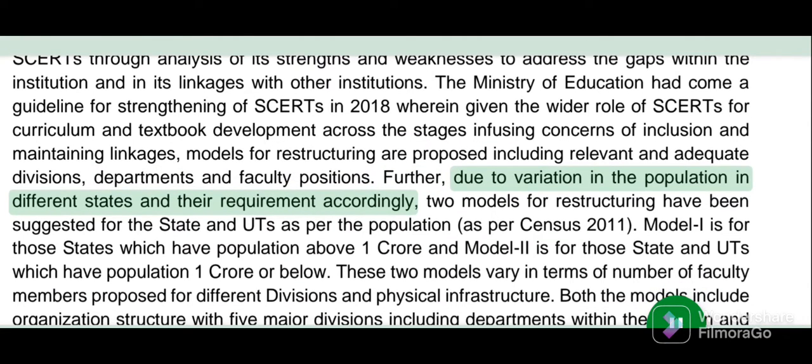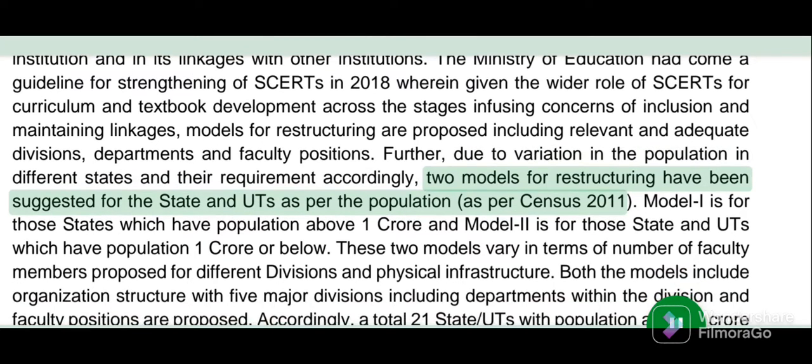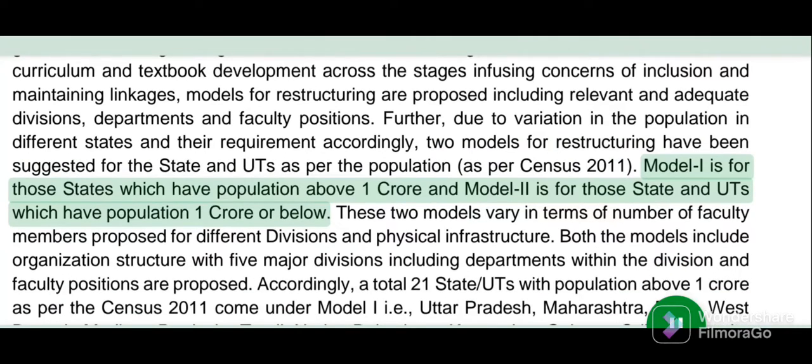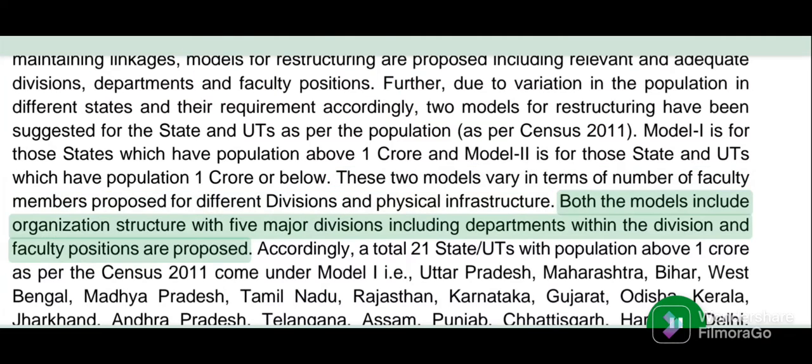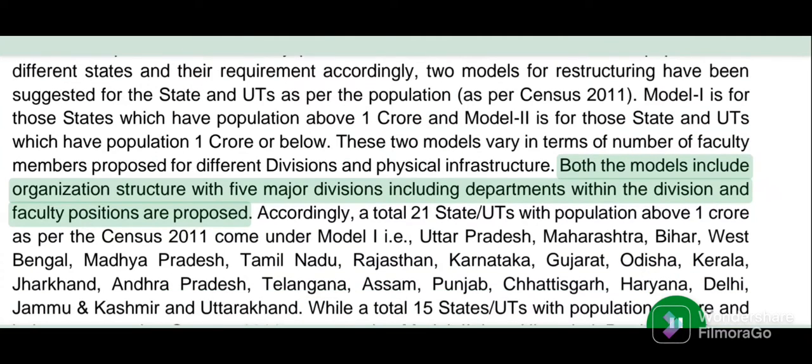Further, due to variation in the population in different states and their requirements accordingly, 2 models for restructuring have been suggested for the states and UTs as per the population as per Census 2011. Model 1 is for those states which have population above 1 crore and Model 2 is for those states and UTs which have population 1 crore or below. These 2 models vary in terms of number of faculty members proposed for different divisions and physical infrastructure. Both the models include an organization structure with 5 major divisions, including departments within the division, and faculty positions are proposed.